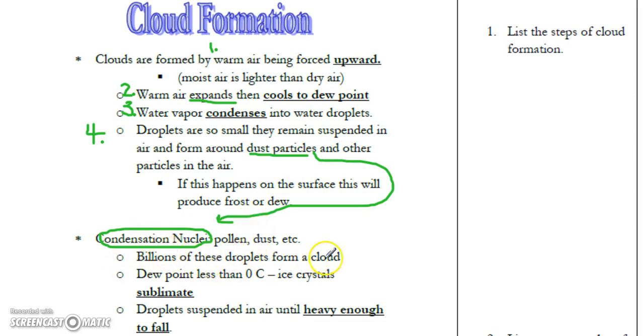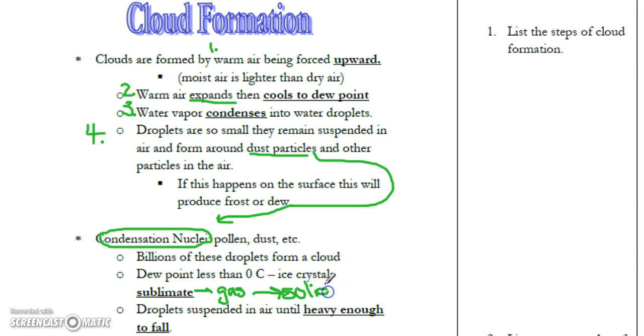So billions of droplets have to be there to form a cloud, so it's not just a couple of droplets, there's a lot of droplets. And it doesn't necessarily have to be water droplets. We can see that depending upon where you are in the atmosphere, if the dew point is less than 0, so you're higher up in the atmosphere, ice crystals will sublimate. And sublimate is going from a gas, so our vapor phase, to a solid, which would be our ice crystals.